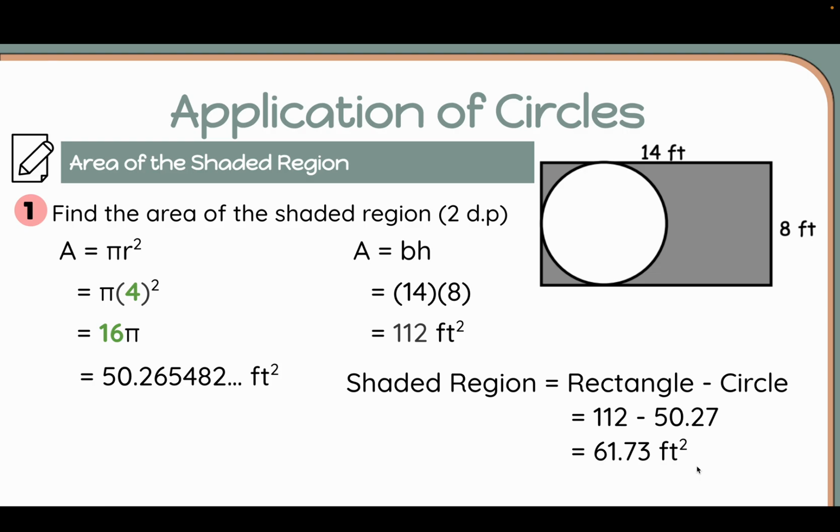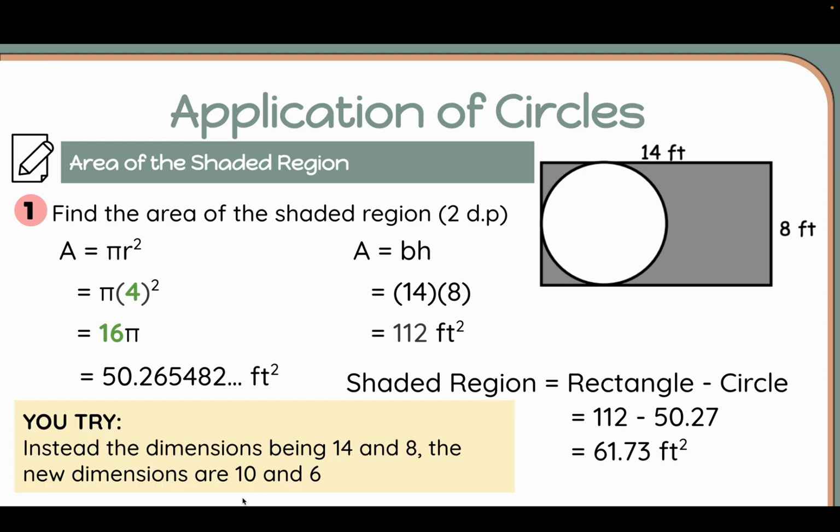Okay, so this is the example. Here, I want you to try this question. Instead of the dimensions being 14 and 8 on this picture, change them so that they're 10 and 6. So then instead of 14 here, this is 10, and instead of 8, that would be 6. And then do the same thing. Figure out the area of the shaded part.